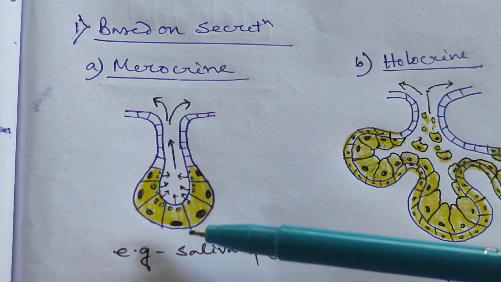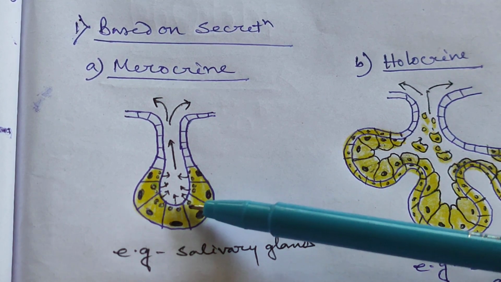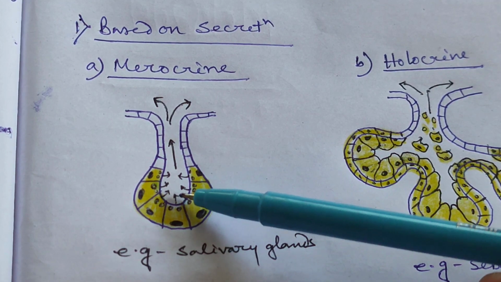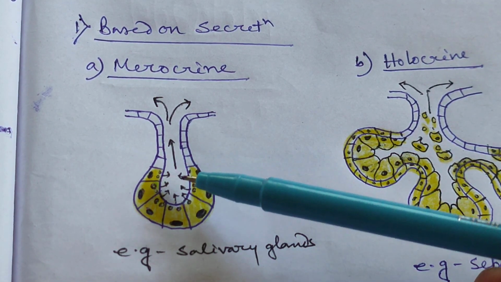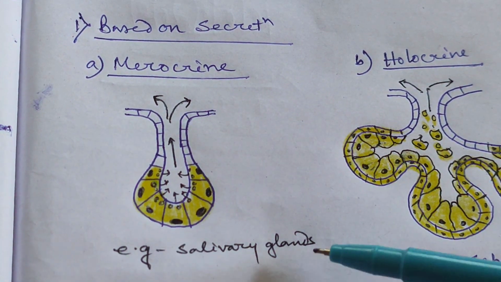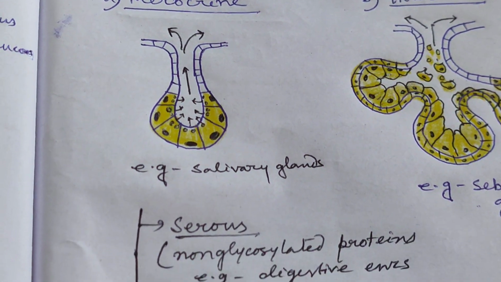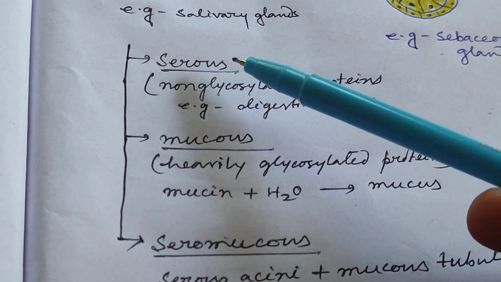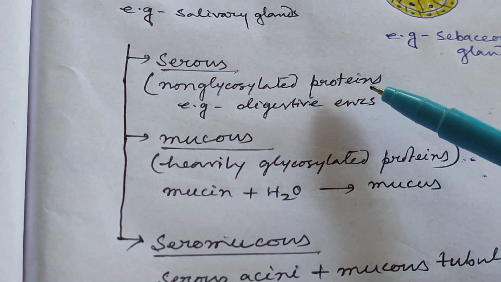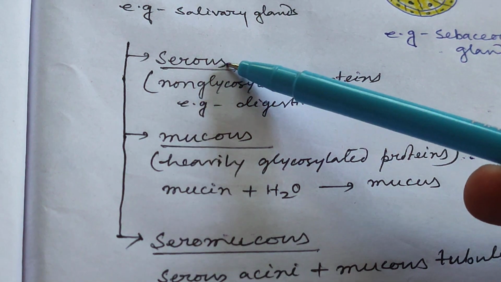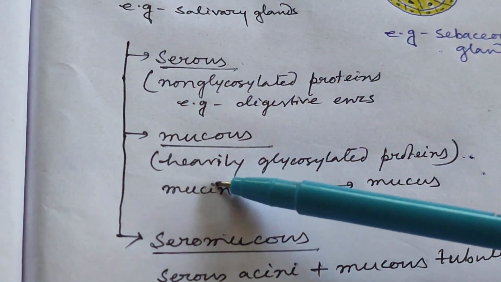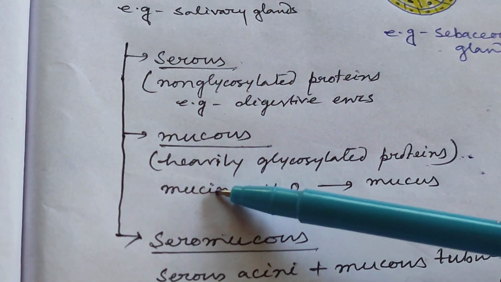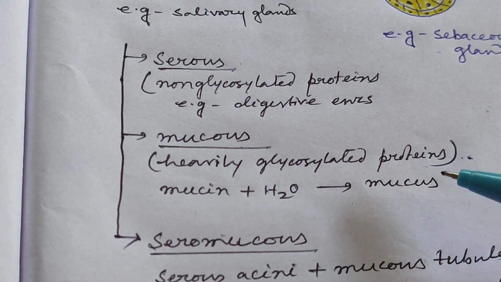So this type of gland where the secretory material is enclosed inside the secretory vesicle or secretory granule and released by exocytosis into the ductal part of the gland is known as merocrine exocrine gland. And the example is salivary glands. There are three types of merocrine glands based upon what they secrete. If they secrete non-glycosylated proteins mainly, that is digestive enzymes, then we call it serous glands. If they secrete heavily glycosylated proteins like mucin, we call it mucus gland. Mucin comes in contact with water and forms mucus.